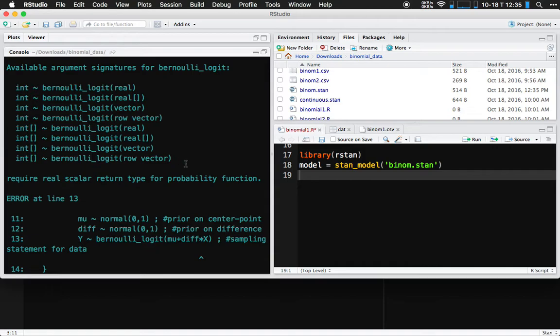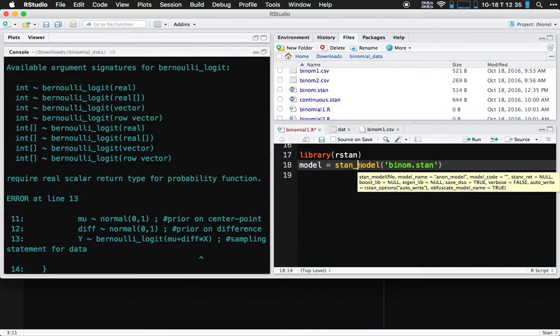Let me run it again. Why is it instead of real? Pardon me? Why is it not real instead of integer? Because it's expecting it to be a Bernoulli outcome, which is only 0 or 1.